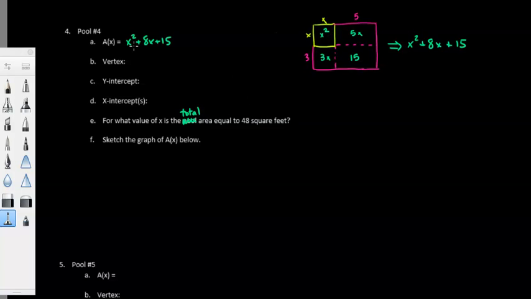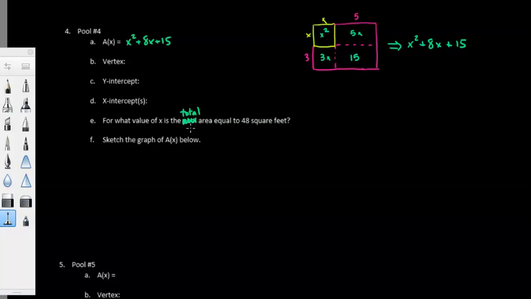And today what we're going to do is investigate that function and use Desmos to find the vertex of the function, the y-intercept of the function, the x-intercepts of the function if there are any, and then answer this question: for what value of x is the total area equal to 48 square feet? And then we're also going to sketch a graph of this function, in this space down here.